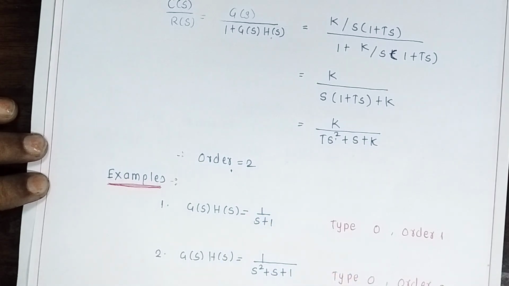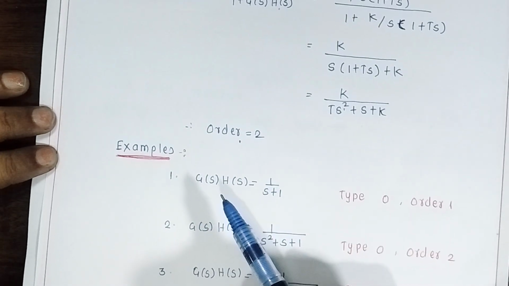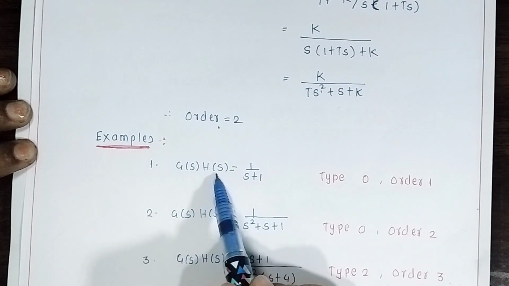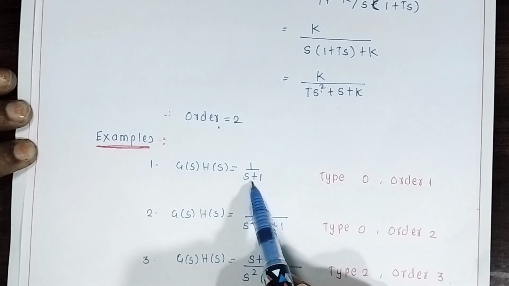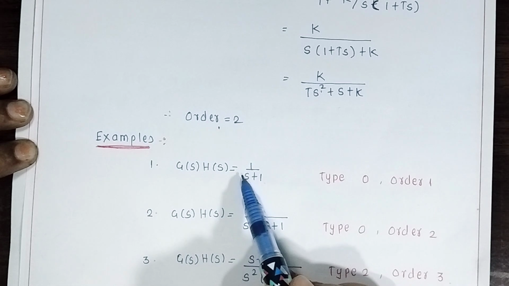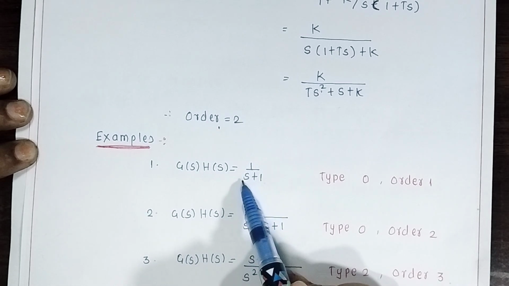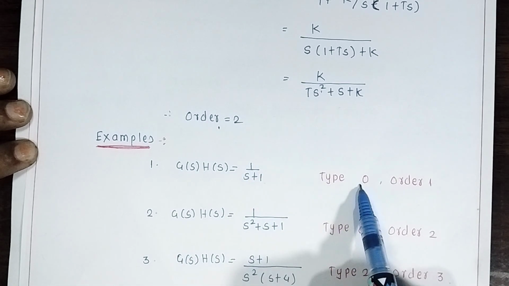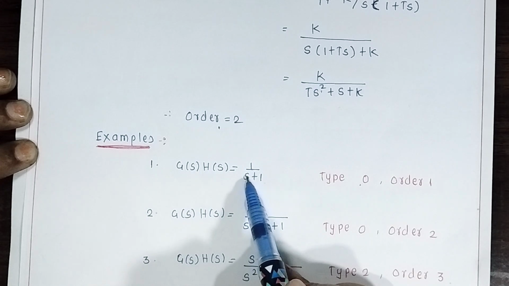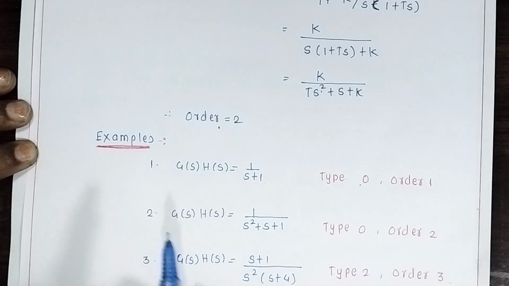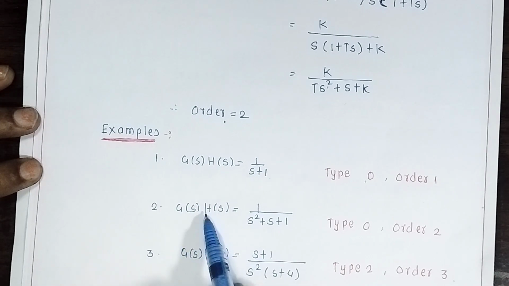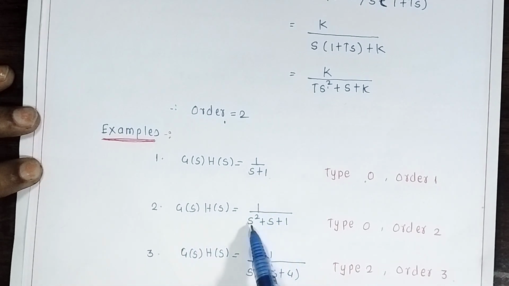So different examples are given. The first example is G(s)H(s) = 1 / (s + 1). What is the type and order of the system here? No s is present at the origin, therefore it is a type 0 system, and in the denominator the highest power of s is 1, therefore the order is 1. The second example is G(s)H(s) = 1 / (s^2 + s + 1). How to identify the type and order of the system?